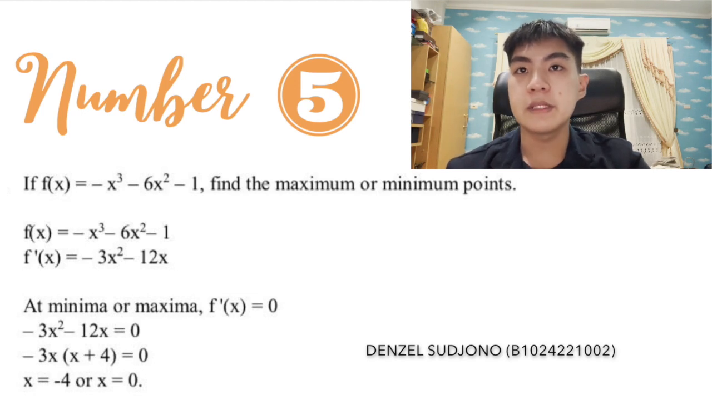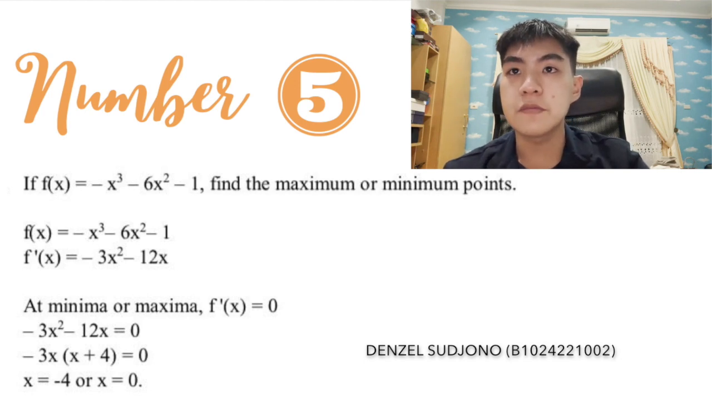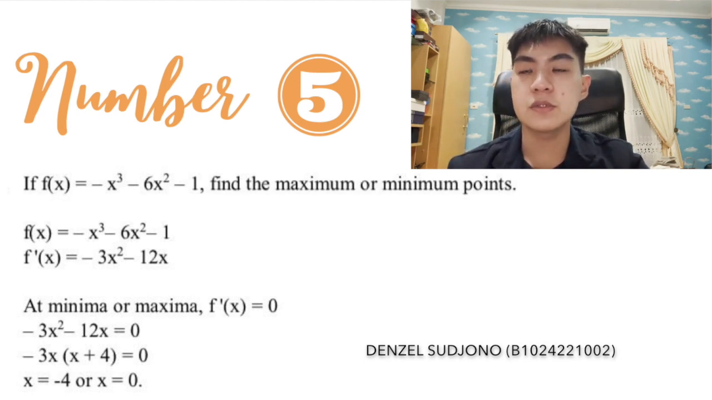Number 5. The question is, if f(x) equals -x to the power of 3 minus 6 times x to the power of 2 minus 1, find the maximum or minimum point. The first derivative will be -3x to the power of 2 minus 12x. At minima or maxima, the first derivative is 0. So -3x to the power of 2 minus 12x equals 0. Also means -3x times (x plus 4) equals 0. So the solution to this equation is either x equals -4 or x equals 0.